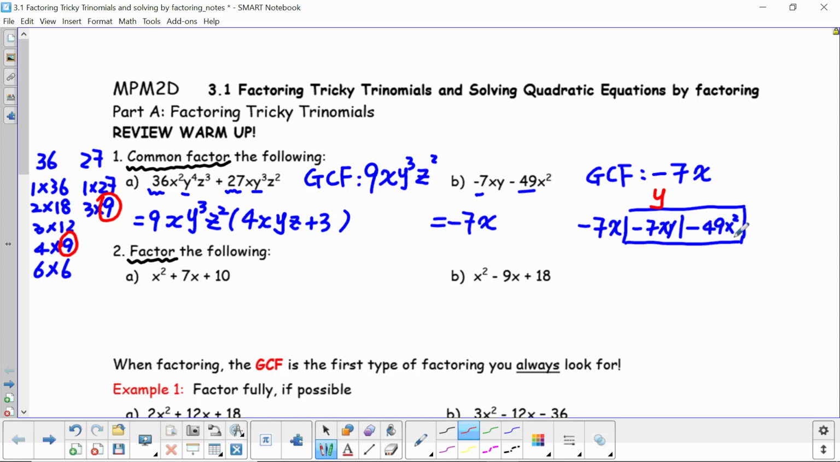The next box, the area is negative 49x squared. Negative 49 divided by negative 7 gives you positive 7.